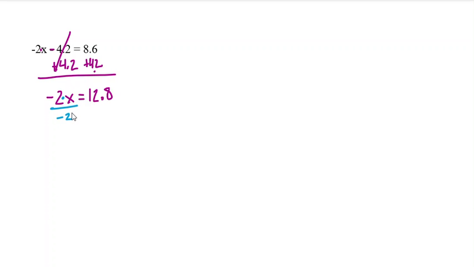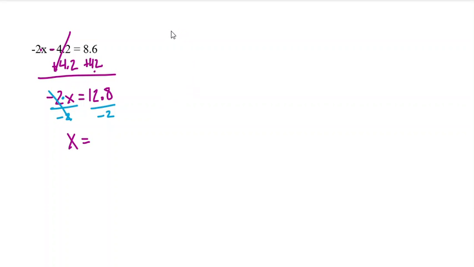Now this is interesting. We are multiplying by negative 2, so we do the opposite, which is divide by the exact same thing. In this case, it's a negative number. So we have to remember our rules for multiplying and dividing by negative numbers. Negative 2 divided by negative 2 is positive 1. So we have 1x, or just x, equals, it was 12.8 divided by negative 2.